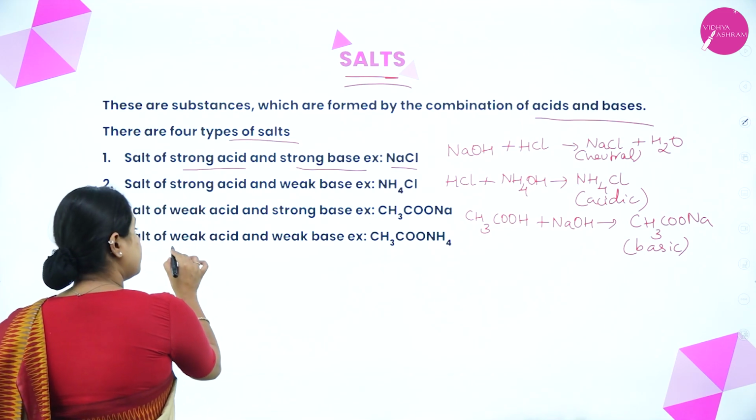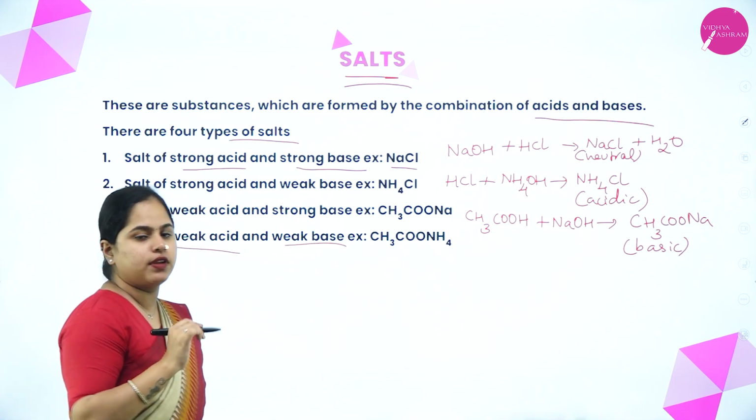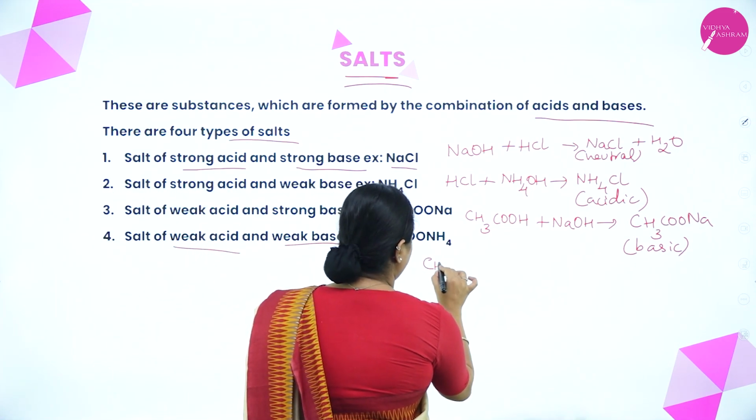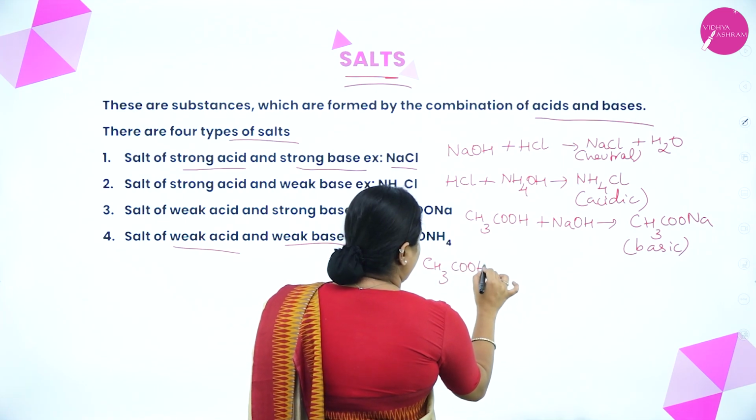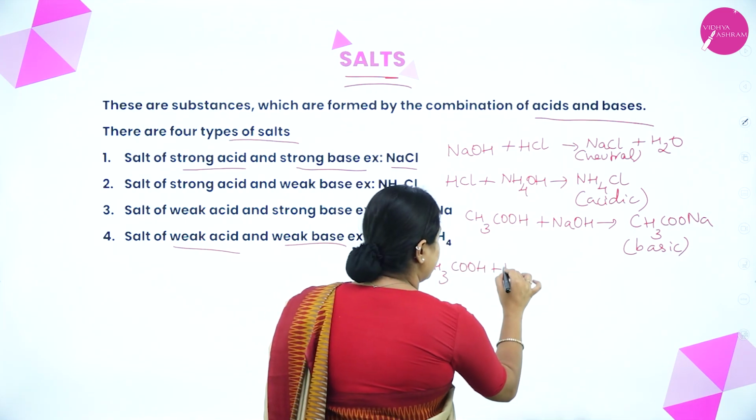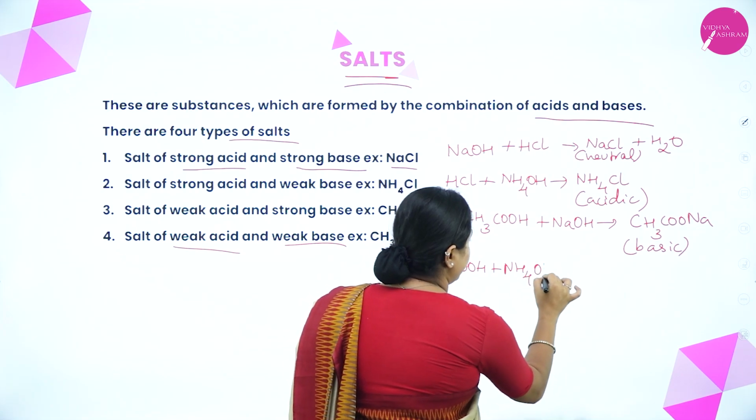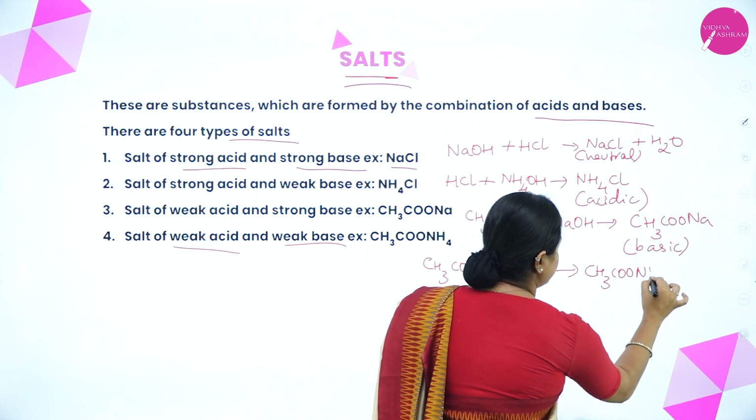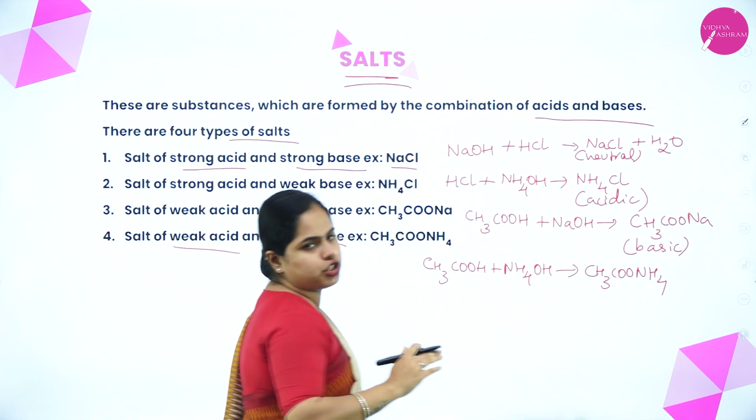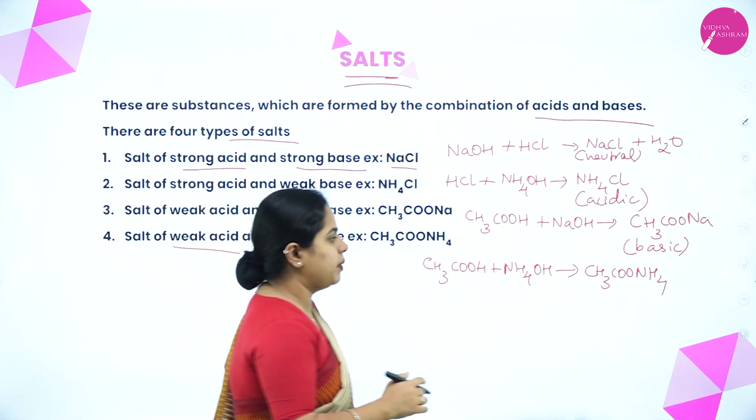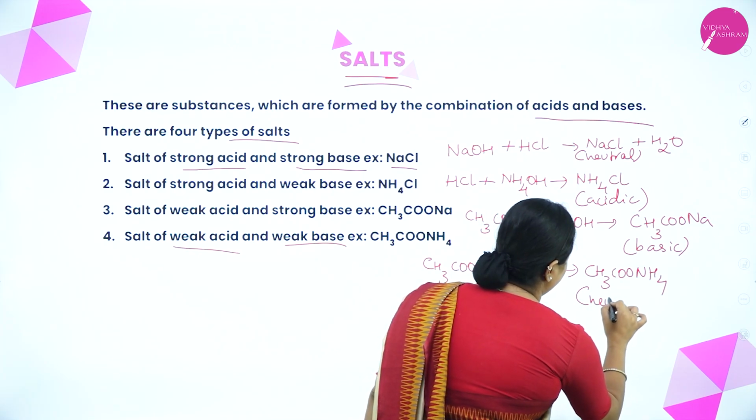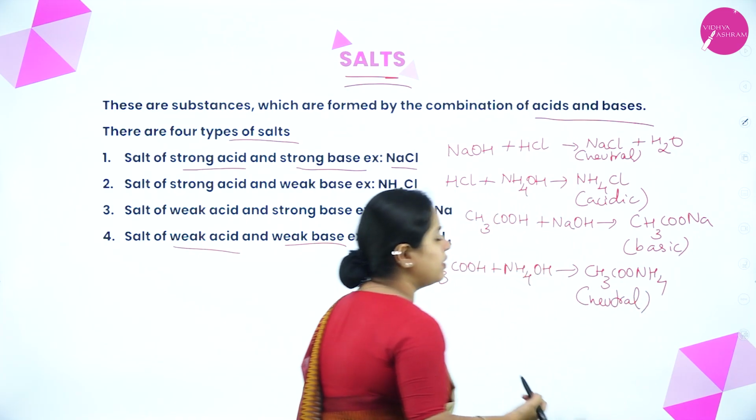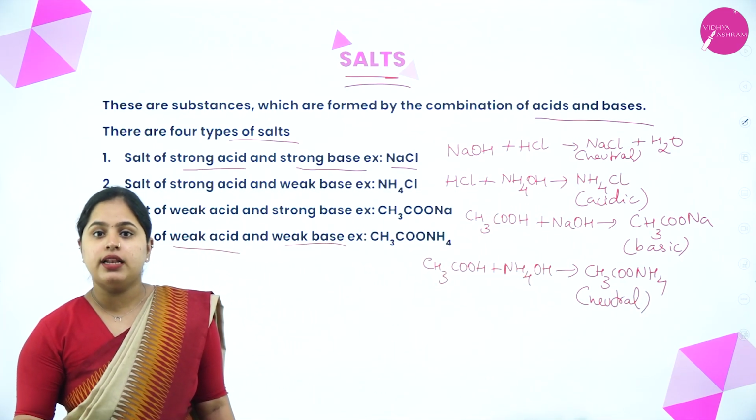Now the last one is weak acid and weak base. Both are weak. So let's take an example of acetic acid, which is a weak acid, and the weak base ammonium hydroxide. So, the salt will be CH3COONH4 and what is left behind? H2O, right? So, this will again be a neutral salt.